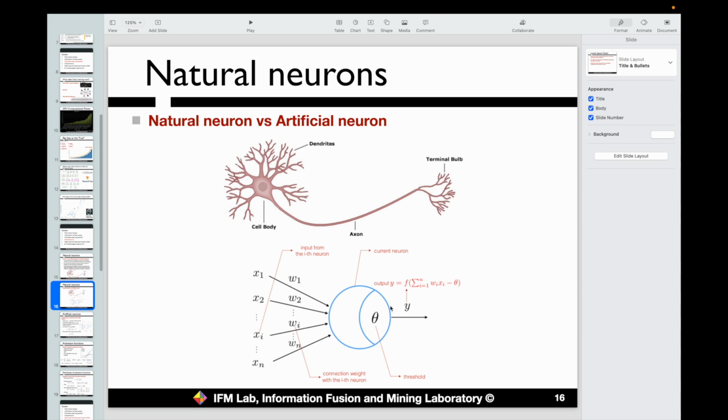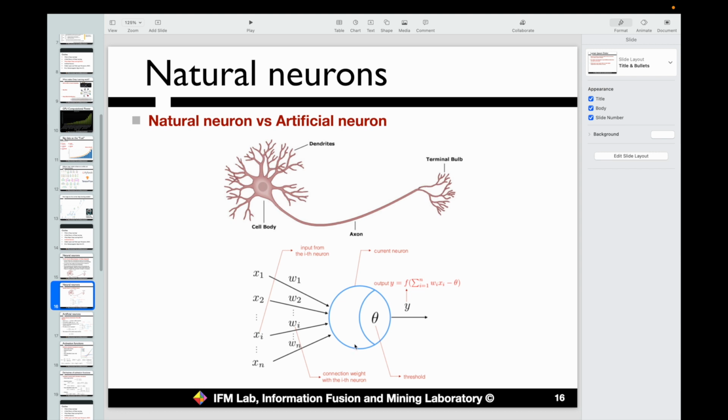Given all the inputs, we also need to decide the outputs. The way we decide the outputs is by some activation function. We need to define an activation function: given the inputs, what will be the output of the neuron? It is defined by this activation function. And finally, we represent the output of this neuron as y. This y will be the output.